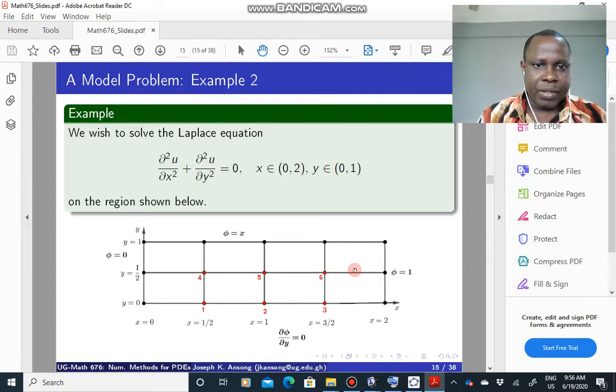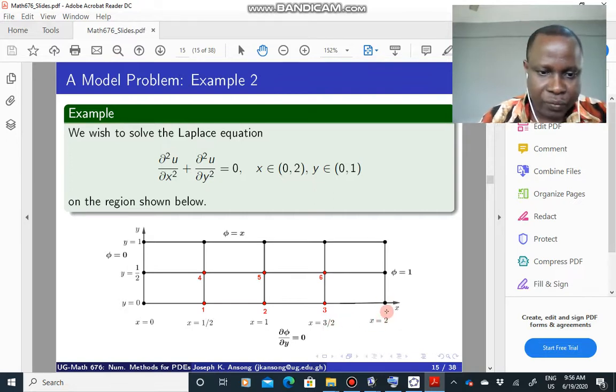So again, we want to look at the Laplace equation. In this case, x is from 0 to 2, y from 0 to 1, and then we'll split it as shown here. So this has 4 intervals, which means I'll take 2 divided by 4 to get the length of each. So x is 0 here, then x is 1/2, 1, 3/2, and then x is equal to 2 finally here, and then you do the same for the y.